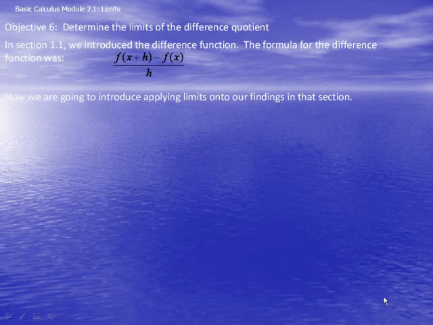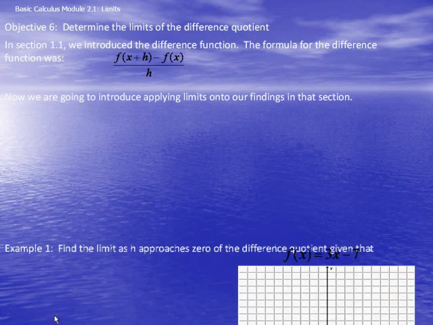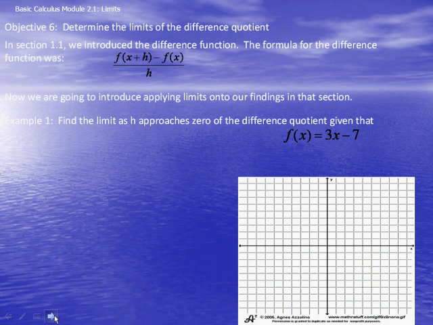Objective 6, determine the limits of the difference quotient. In section 1.1, we introduced the difference function. The formula for the difference function was f of x plus h minus f of x over h. Now we're going to introduce applying limits onto our findings in that section. In example 1, we want to find the limit as h approaches 0 of the difference quotient given that f of x is equal to 3x minus 7.